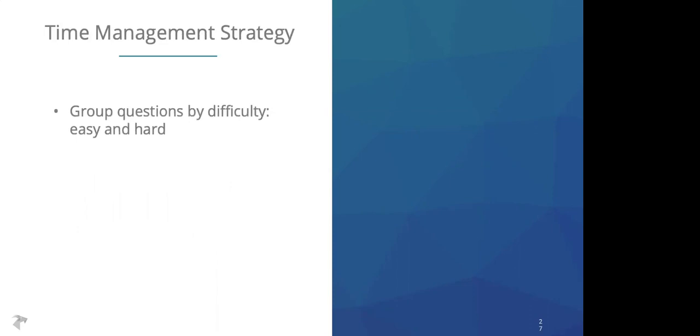So here's a good strategy for time management. Your first step is to group questions by difficulty, easy and hard. Every time you read a question, ask yourself, do I know how to do this? If your answer is yes, absolutely, do the question. If the answer is maybe, or I'm not really sure about this, circle it in your test booklet to come back to later.